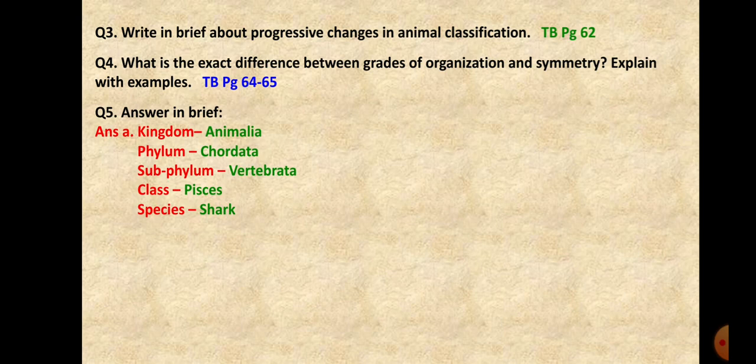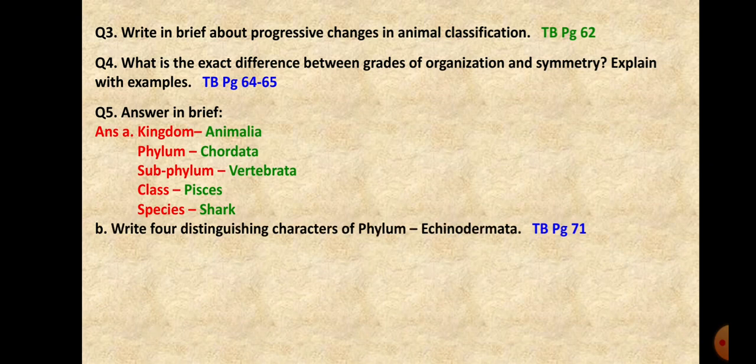Then the B is, write 4 distinguishing characters of phylum Echinodermata. Now this is given on page number 71. Very clearly the phylum Echinodermata is given there, and there are 7 complete points there. You have to write minimum 4 important distinguishing characters. Now distinguishing characters means the characters on the basis of which the Echinodermata is made.